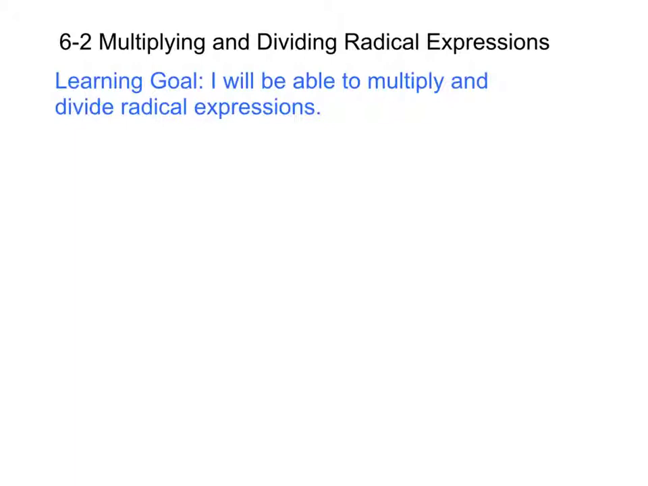Okay, the first thing that we need to go over is when we can combine radical expressions, they have to have the same root. So for example, if you had the cube root of 6 times the square root of 2, you cannot multiply these because one's a cube root and one's a square root.